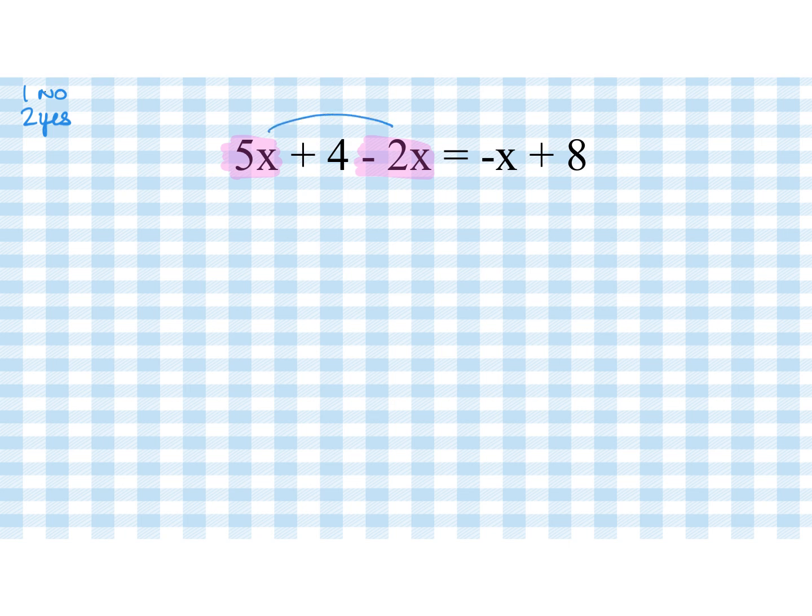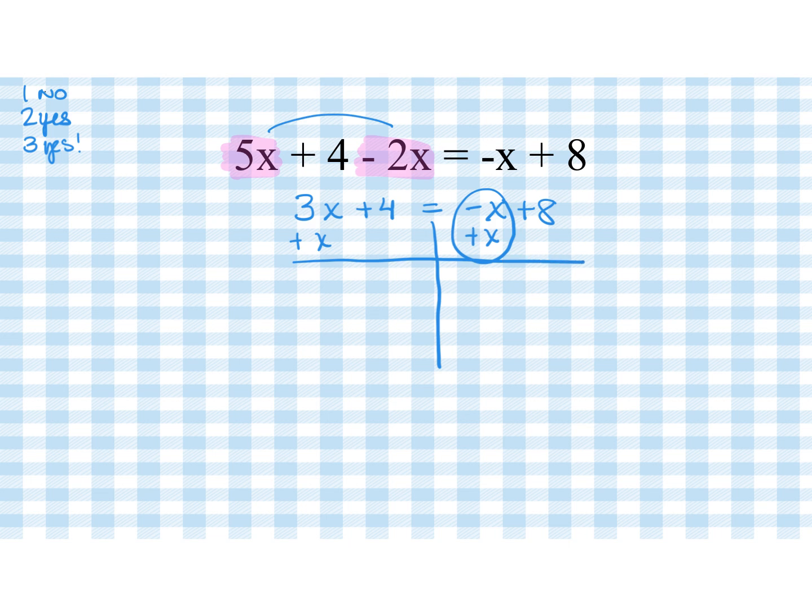I am combining these two. 5x minus 2x is 3x. I'm going to bring the plus 4 down, and I'm going to write the rest of my equation. So I'm done with step 2. Step number 3, yes, right? I have to start moving stuff. I always go after my x's first, so I'm going to remove this x. That is my intentional 0. So I have 4x plus 4, and that's going to be equal to 8.